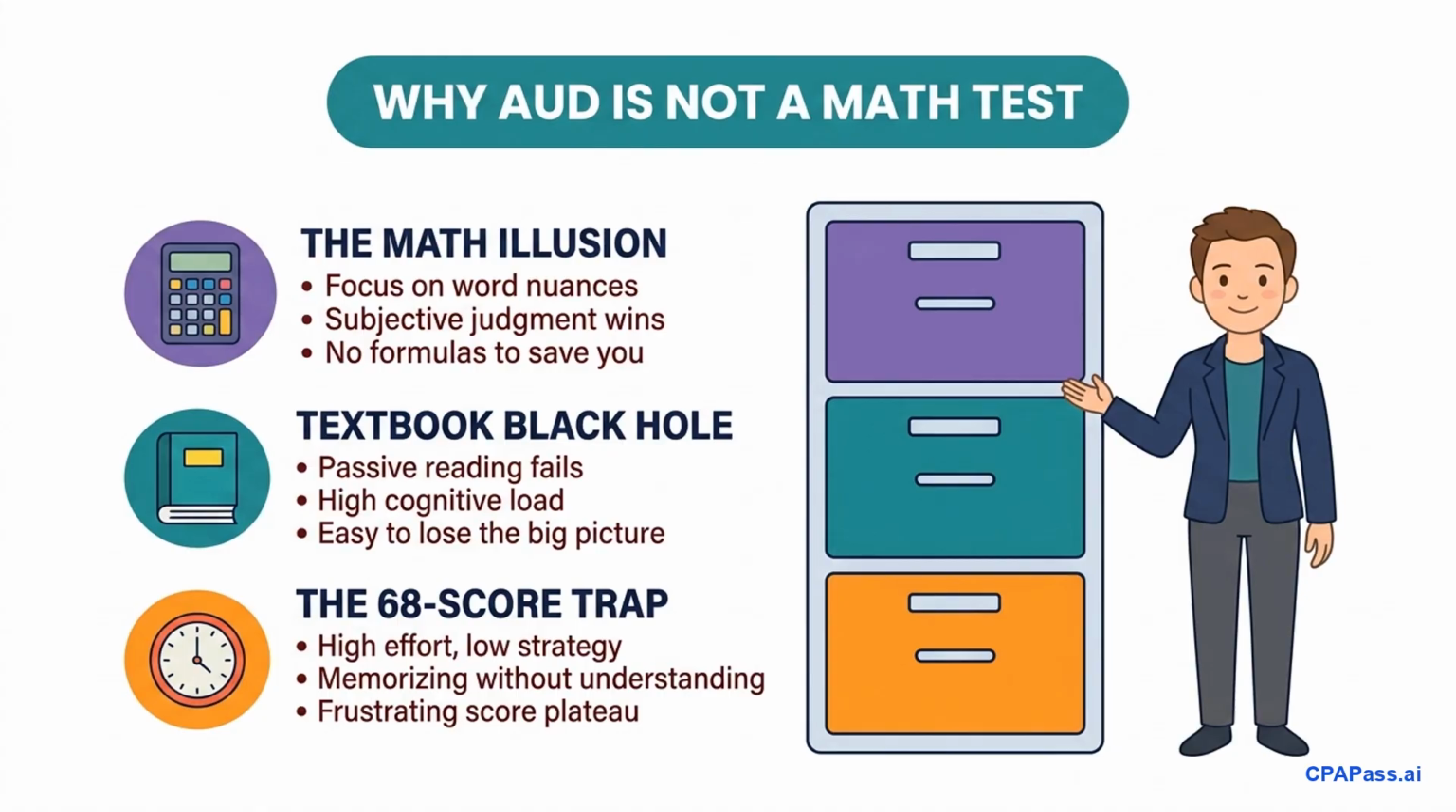Most candidates get completely lost in the dry 500-page textbook, trying to memorize endless lists of professional standards. They study 25 hours a week, but still score a 68 because they are preparing for the wrong exam. Let's break down the exact strategy to pass AUD without getting lost in the textbook weeds.